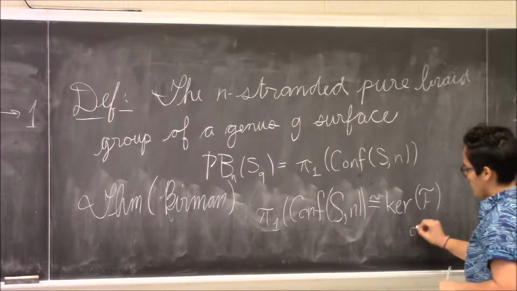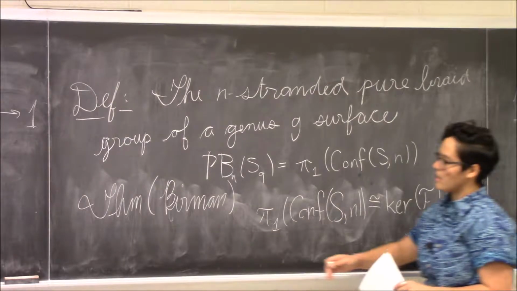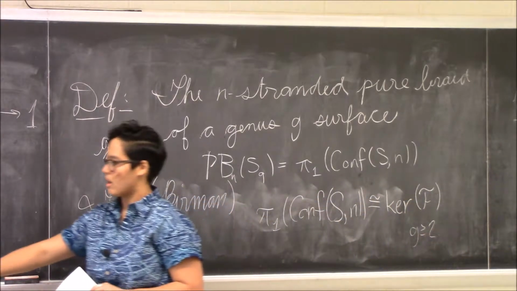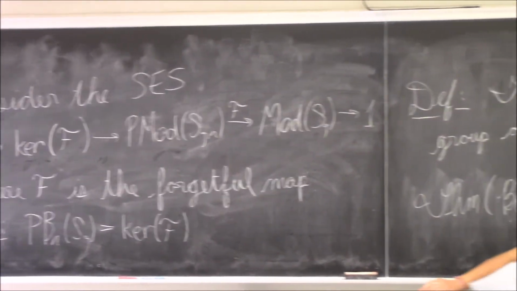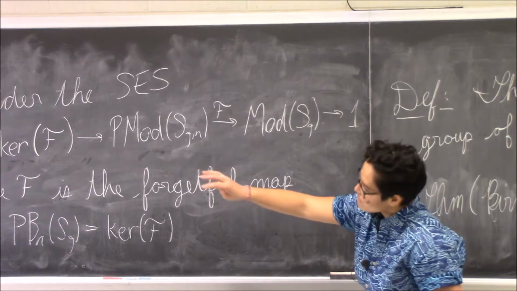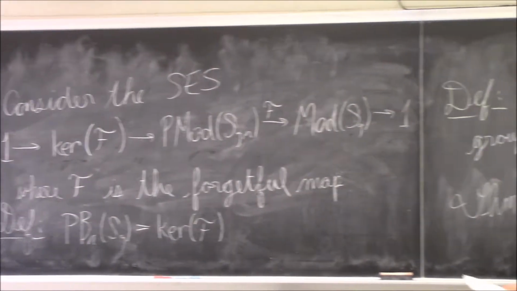For, again, this is when g is greater than or equal to 2. OK, so this gives us a nice way to think about our pure braids as mapping classes. And now we can talk about mapping class group things. And so, as probably is given away by my title, the mapping class group thing I want to talk about is this thing called the least dilatation.